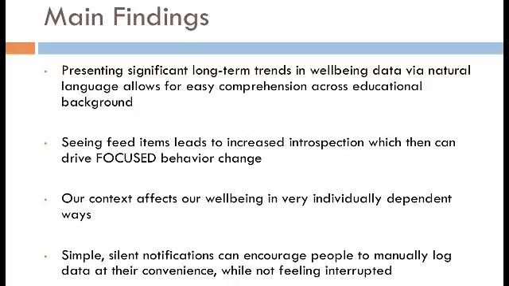The main findings were that providing these statistically significant long-term trends in their well-being data really allowed for easy comprehension of the information about their daily lives. This is complex statistical data, and we just boiled it down to a sentence. And so people who just had a high school education, who had never taken a statistics class, were able to understand these sentences. They were able to understand complex statistical things about their lives, which was really exciting to us. We saw that seeing these items led to introspection about people's lives, led to the ability to create focused behavior change that would improve their well-being overall.